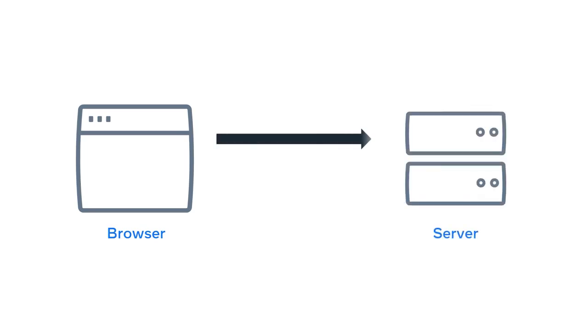Let's get started. A web browser, or browser for short, is a software application that you use to browse the World Wide Web. It works by sending a request to a web server and then receives a response containing the content that is to be displayed on the screen of your device.